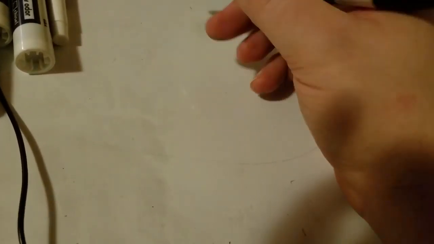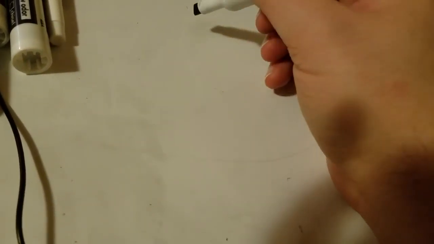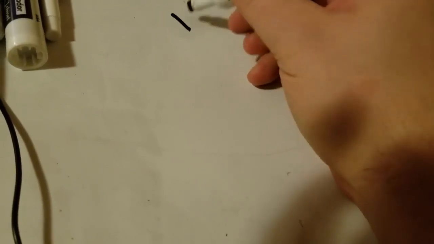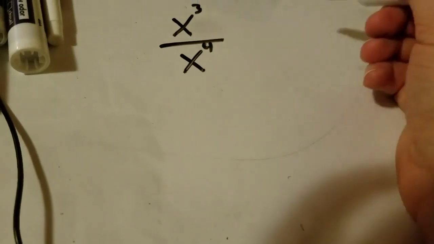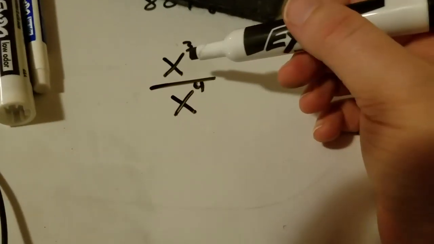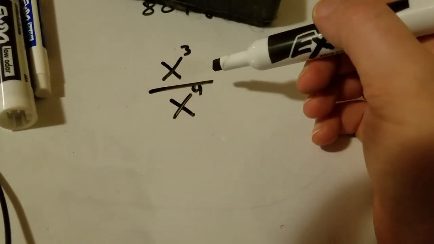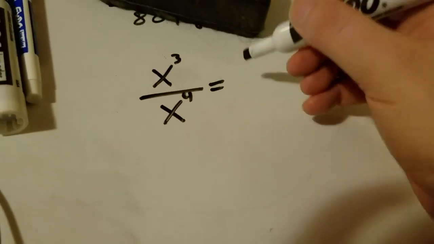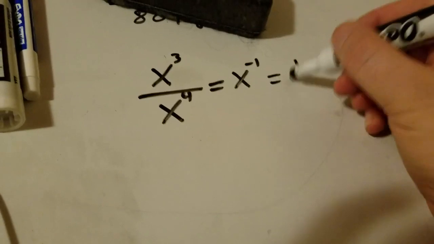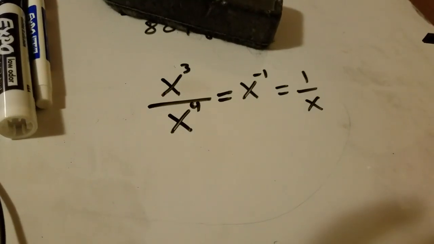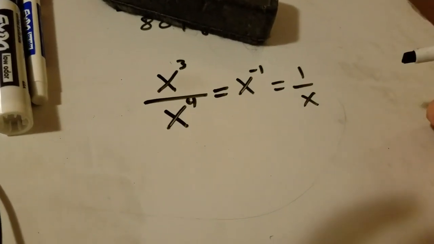Okay, now things can get slightly more complicated when you have something like x to the third over x to the fourth, because now we're dealing with both the quotient rule and this negative exponent, because I can rewrite this as x to the negative first. But if we follow that rule, then we have 1 over x, okay? So it's just a combination of those rules.